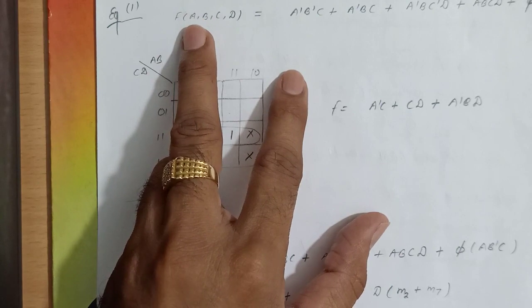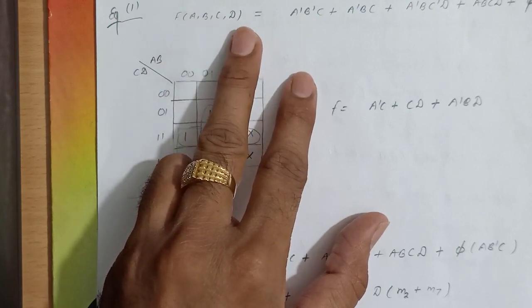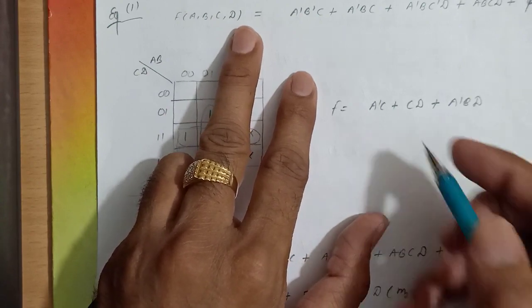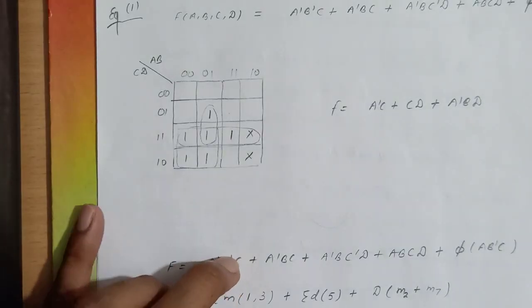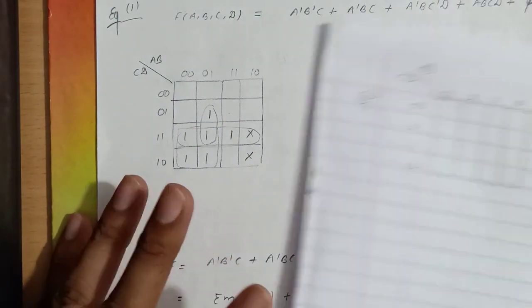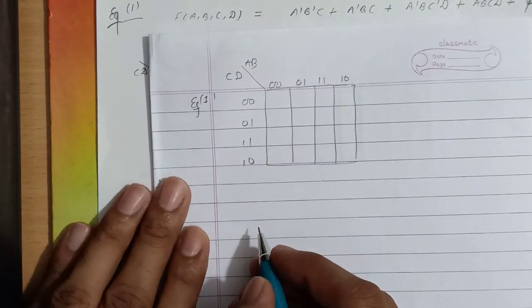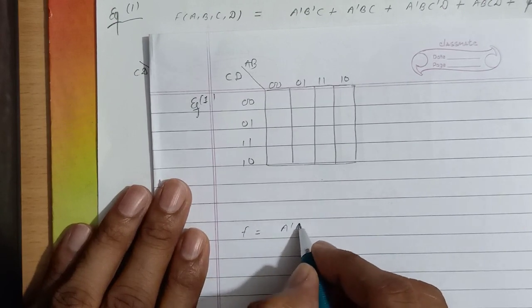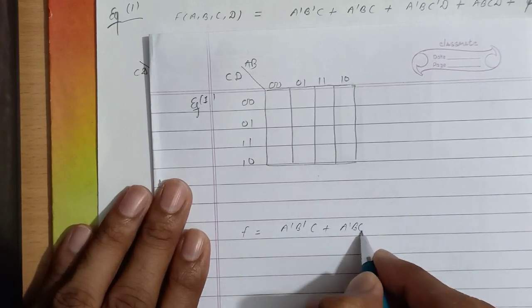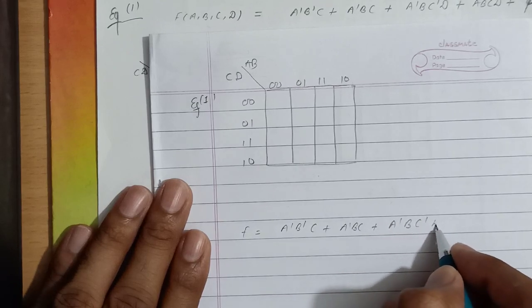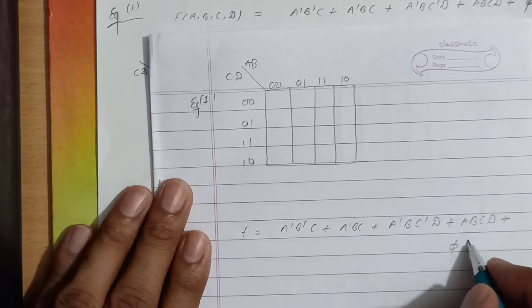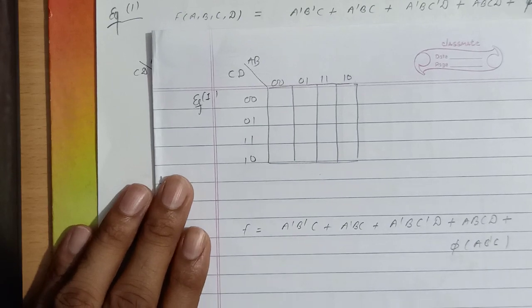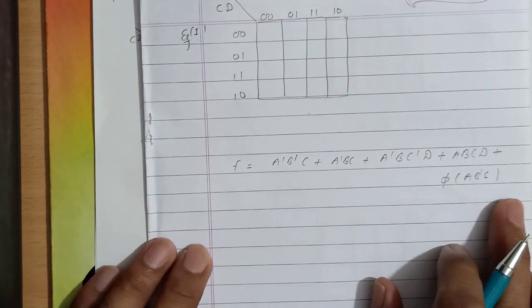So we can easily solve this function with the use of a 4 variable K map. Okay, so firstly I will solve this function with the help of a 4 variable K map. Here the given function is f equal to a dash b dash c plus a dash b c plus a dash b c dash d plus a b c d plus, this is the don't care, a b dash c. Yes, so this is the given function.